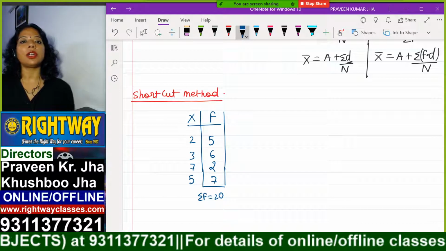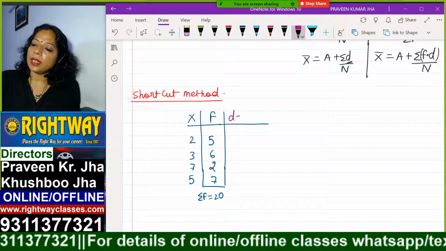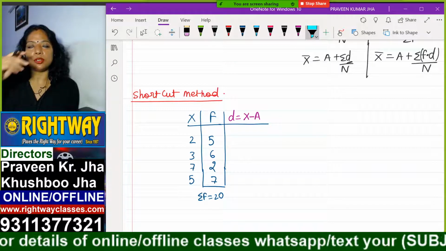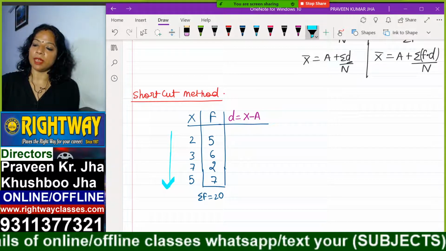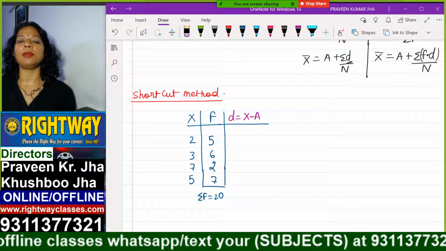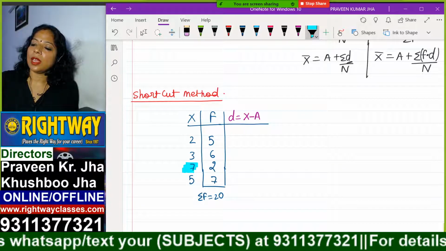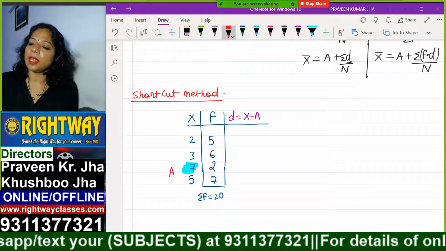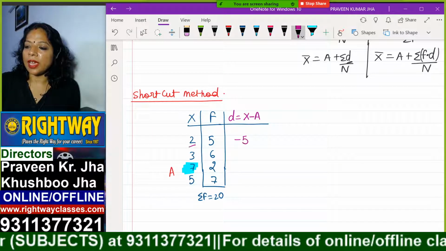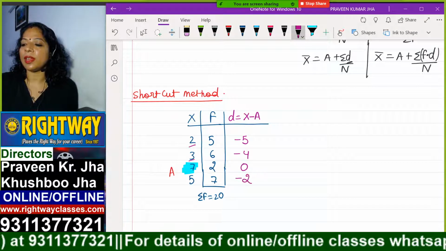Now see here, in the shortcut method, we always first find the deviation x minus a. Now can you suggest which a we should take from x? There are so many options. We can take 2, 3, 7, 5, anyone. Now you tell me which value you want to take as a. Okay, you are telling me to take 7 as a. So our d will be 2 minus 7, minus 5, 3 minus 7, minus 4, 7 minus 7, 0, 5 minus 7 is minus 2.